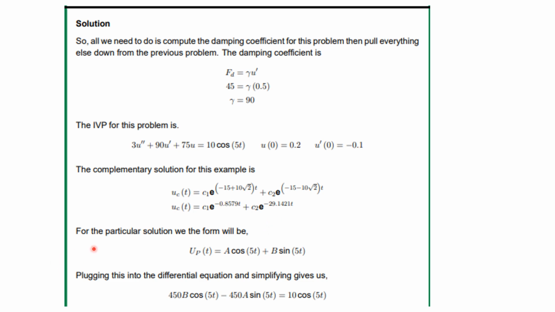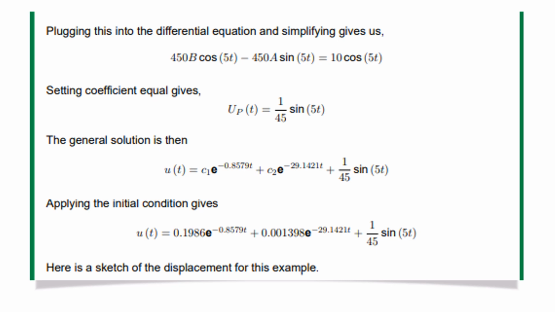So for the particular solution, it'll be of this form once you do annihilation, and you can plug into the differential equation and equate the coefficients. You see there's no sine here. But when we set the coefficients equal, we figure out that u sub p is, now there was no sine here, but there was a sine in our original. So what we get is a 0 for A, but B is 1 over 45. So the particular solution that we get here is 1 over 45 sine of 5t.